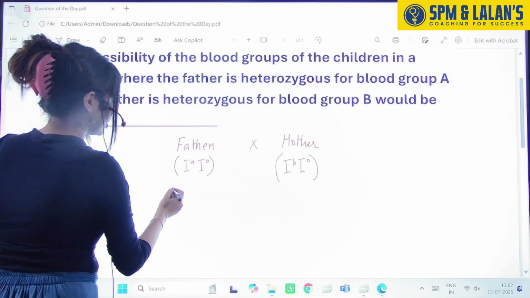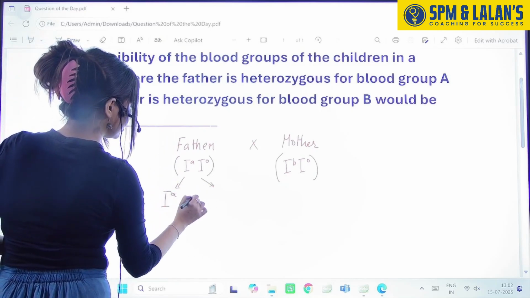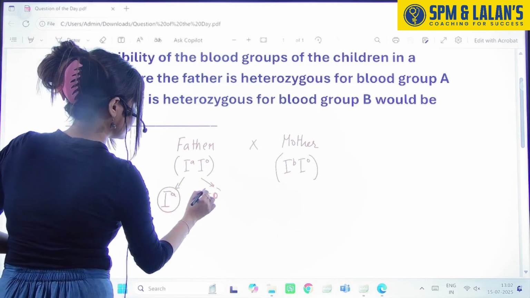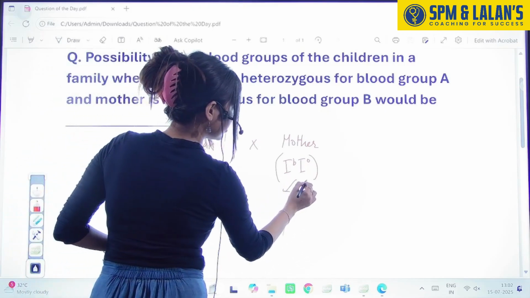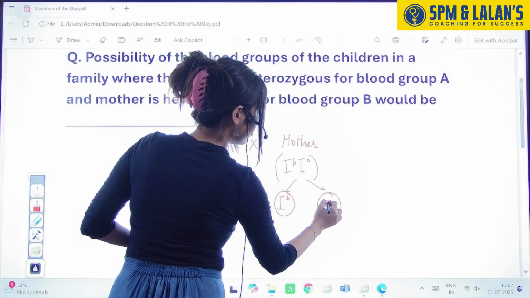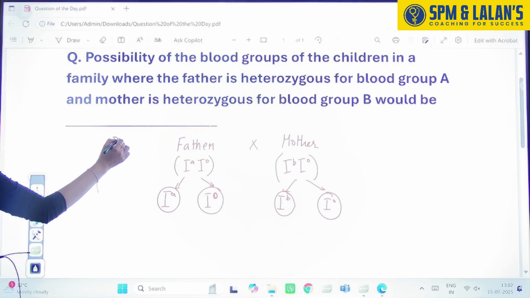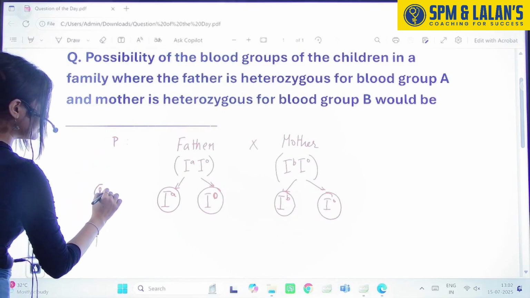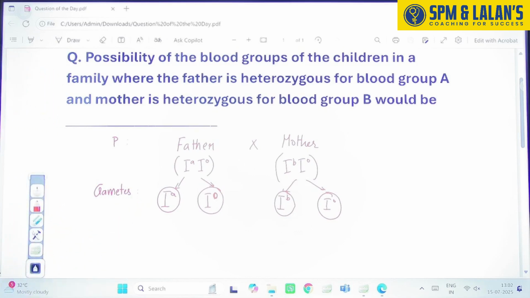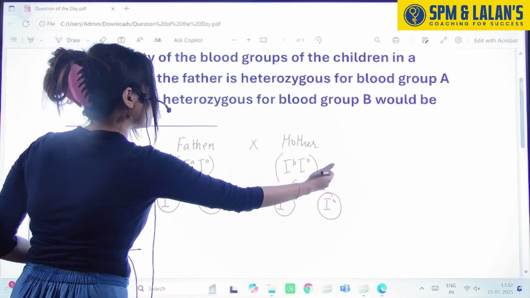Now let's cross it. How will the gametes form? Segregation, the law of segregation given by Mendel. IB on one side, IO on the other. This is the parent generation, and this one is the gametes of the parents. For the father, some gametes will have IA, some will have IO. For the mother, IB or IO, right?